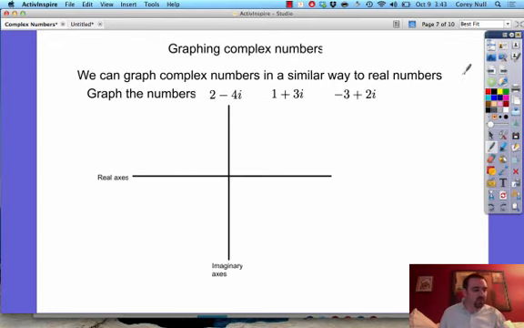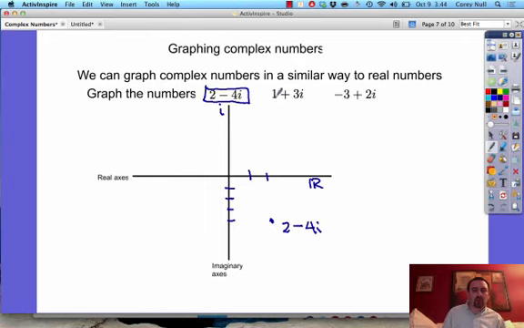Okay, so we need to think about, well, why in the world are we going to do this? Well, we're going to graph these numbers. Now they're easy to graph actually. This is the complex plane, this is not the x and this is not the y. Instead, this is the real numbers and this is the imaginary numbers. So for 2 minus 4i, I go 1, 2, and then negative, how many i's? Negative 4 of them. 1, 2, 3, 4. There's the point. So this is the number 2 minus 4i.